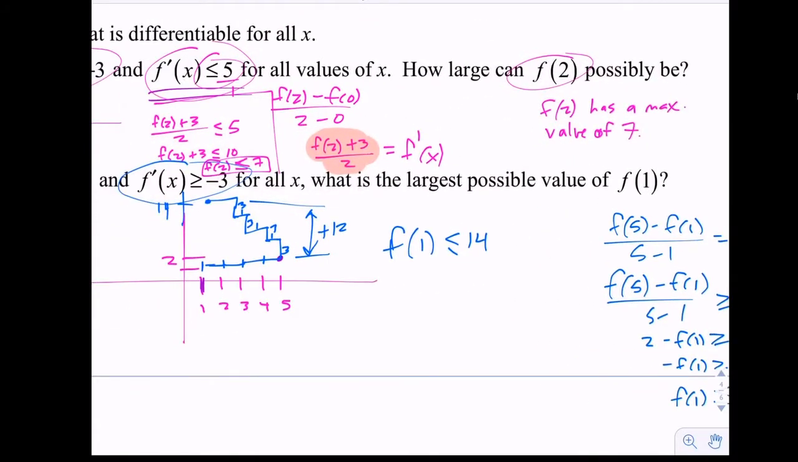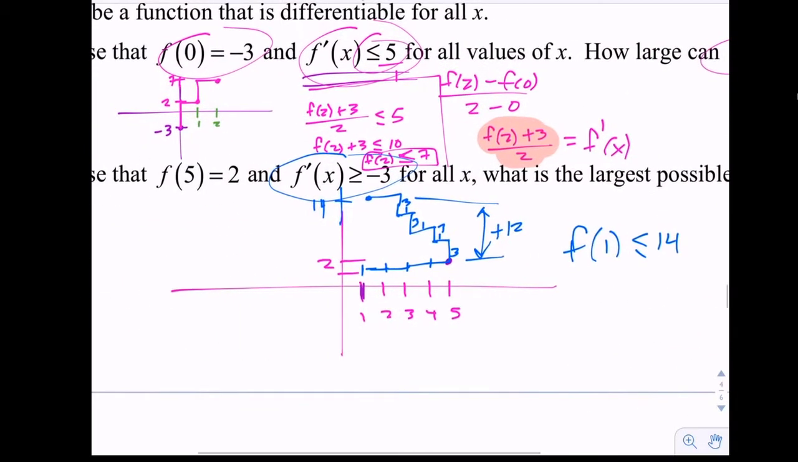Now, if you look at it graphically, notice we're working backwards. This is where you have to really orient yourself. We know that f of 5 is positive 2. We know that the slopes at most are negative 3. That's a negative slope. That means they're going downhill. What's the largest possible of f of 1? So that's kind of like going back in time. So if we know that our slopes are going downhill from 1 to get to the value of 2 at 5, we know we have to start higher.